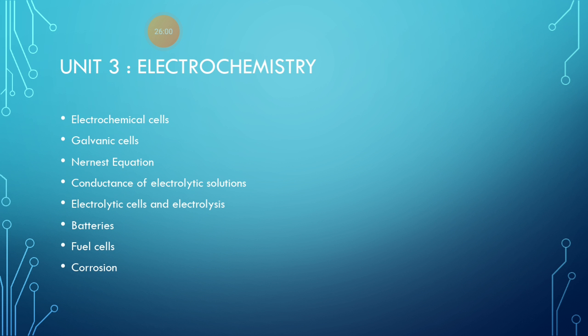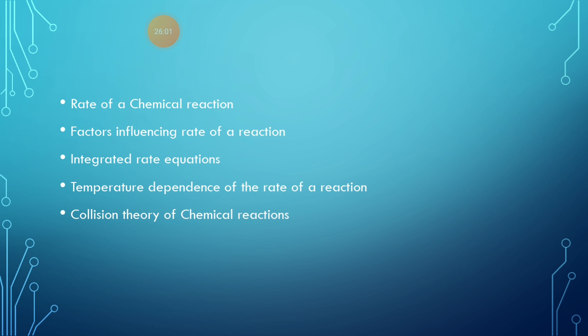The next topic from part one, the fourth topic, is called chemical kinetics. In chemical kinetics we are going to learn about the rate of chemical reactions, or the speed or velocity of chemical reactions, and the factors affecting the rate of reactions.